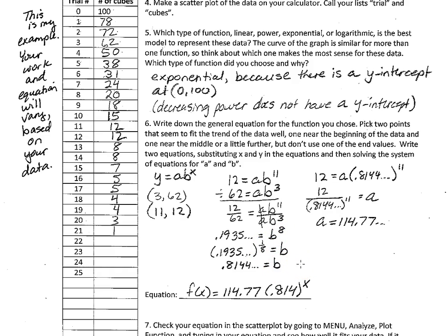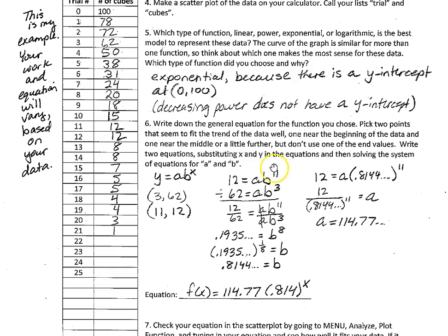B should be somewhere in the neighborhood of 80 to 90%. If you got something like 79%, that would still be fine. If you got something really different than that, then probably something went wrong.